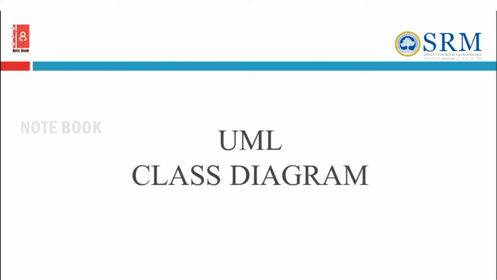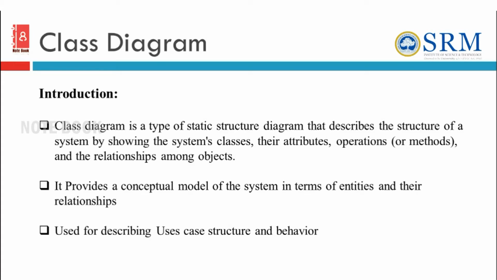Now we'll see what a class diagram is. A class diagram consists of classes, attributes and methods or functions. Class diagram is a type of static structure diagram. So it is a static structure diagram.